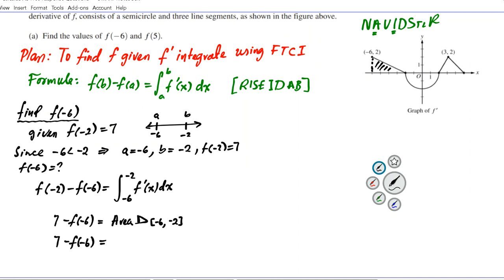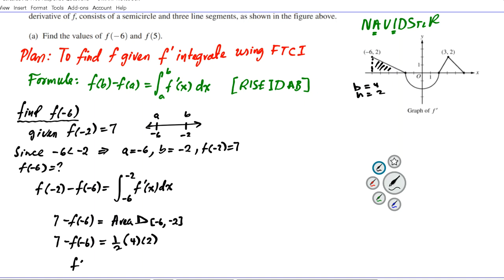The formula for area of a triangle is 1/2 base times height. So for this triangle, the base is 1, 2, 3, 4. The base is 4, and the height is 2. All right, so the area is going to be 1/2 base, which is 4, times height, which is 2.